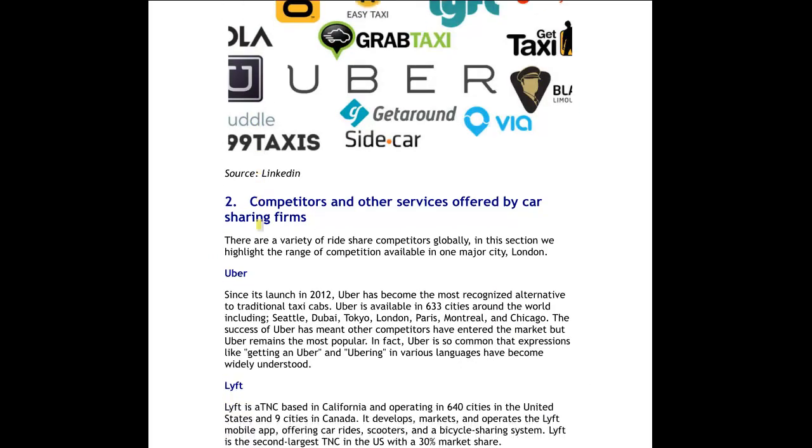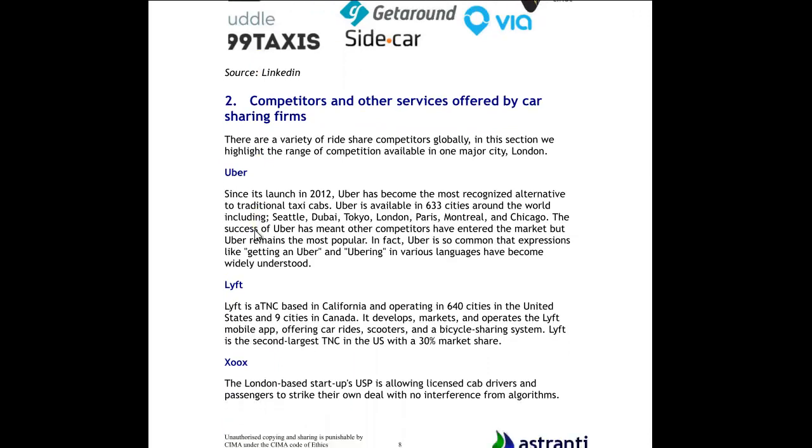So let's move down now to the competitors and other services offered by car sharing firms. Now, of course, we all know Uber. They are the main ride-sharing company. They're the biggest ride-sharing company. It says here Uber's available in 633 cities around the world. And in fact, people say now we're getting an Uber instead of maybe getting a ride-sharing company. That's how related to the language of ride-sharing they are. But they are not the only ride-sharing company available.